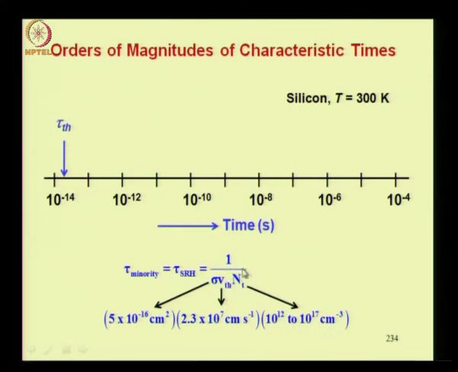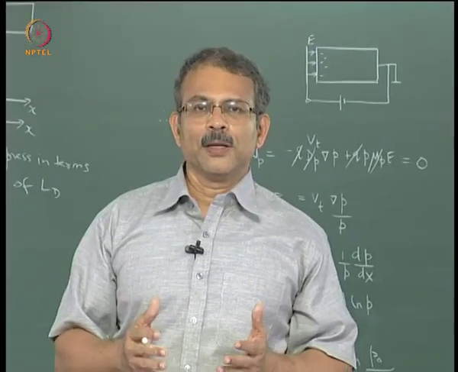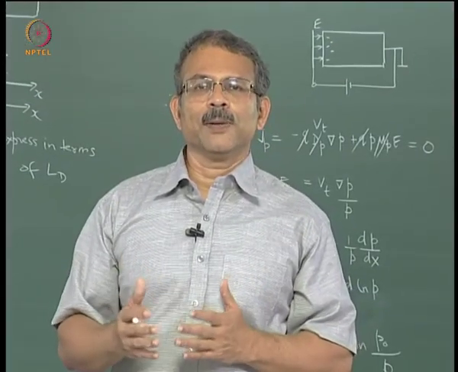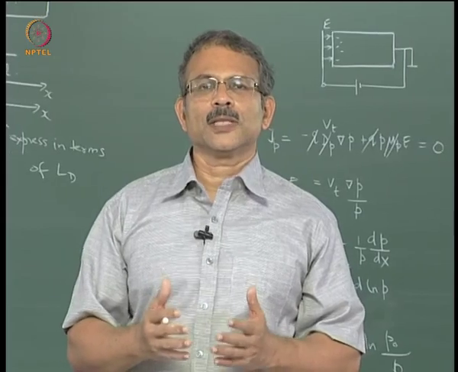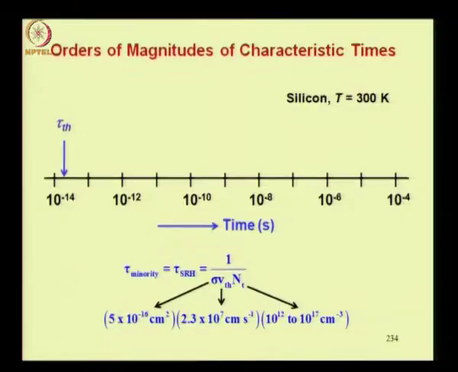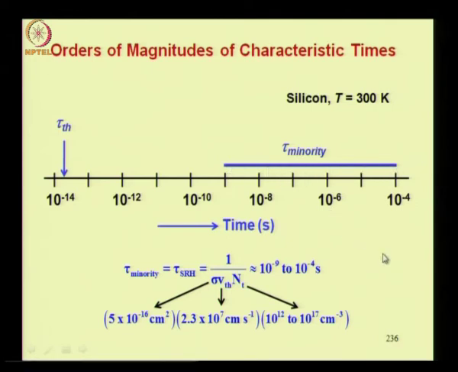Now by way of example, this trap concentration can represent gold atoms which have been introduced in silicon to kill the lifetime. So the 10 power 12 and 10 power 17 per centimeter cube represents the concentration of gold atoms in this example. So the value turns out to be in the range of 10 power minus 9 to 10 power minus 4 seconds. So on our time scale, this is really a very wide range for minority carrier lifetime.